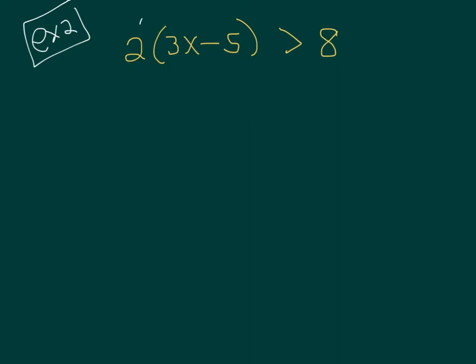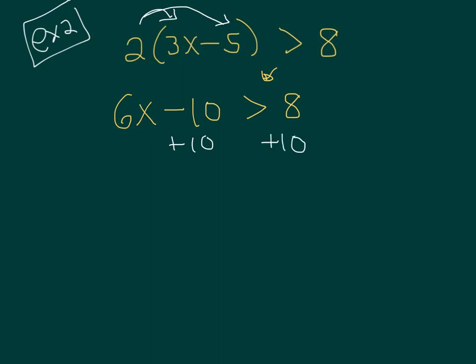My first step is going to be to distribute the 2. So here we go. We get 6x minus 10 is greater than 8. Again, you want to bring down that inequality each time. My second step is to isolate the variable. I get 6x is greater than 18. Finally, I'm going to divide by 6, and I get x is greater than 3.